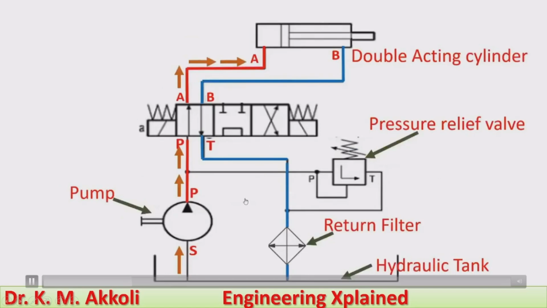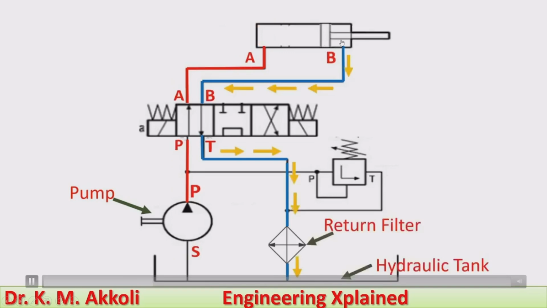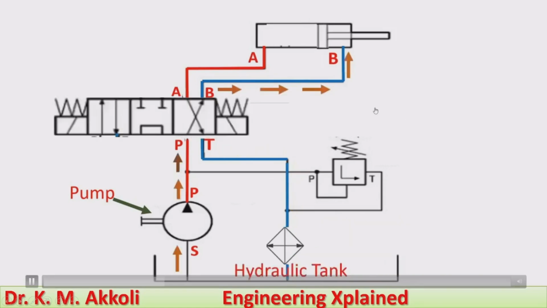With animation we'll see how the working takes place. Fluid will be supplied from the tank through the pump when the direction control valve is at the left envelope, and the pump line P is connected to the actuator line A, which goes to the A port of the cylinder, where the fluid pressure will be applied on the piston and the extension of the piston will take place. The fluid present on the rod end side will flow back through port B, through the direction control valve and the filter to the tank. This is the extension of the piston during its operation.